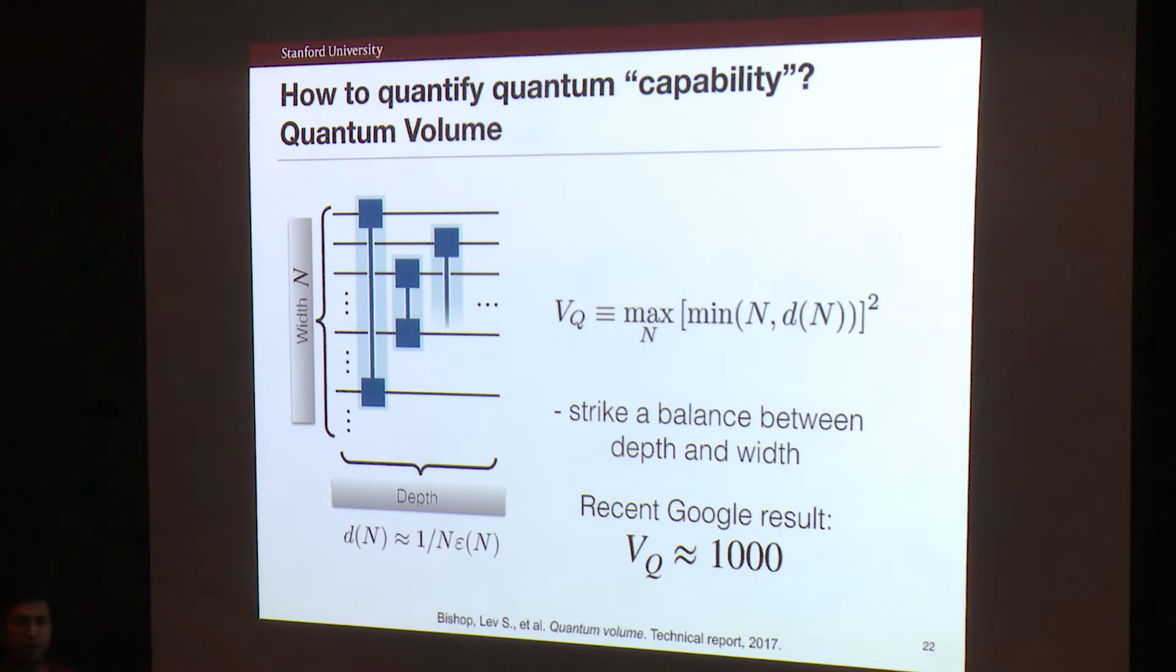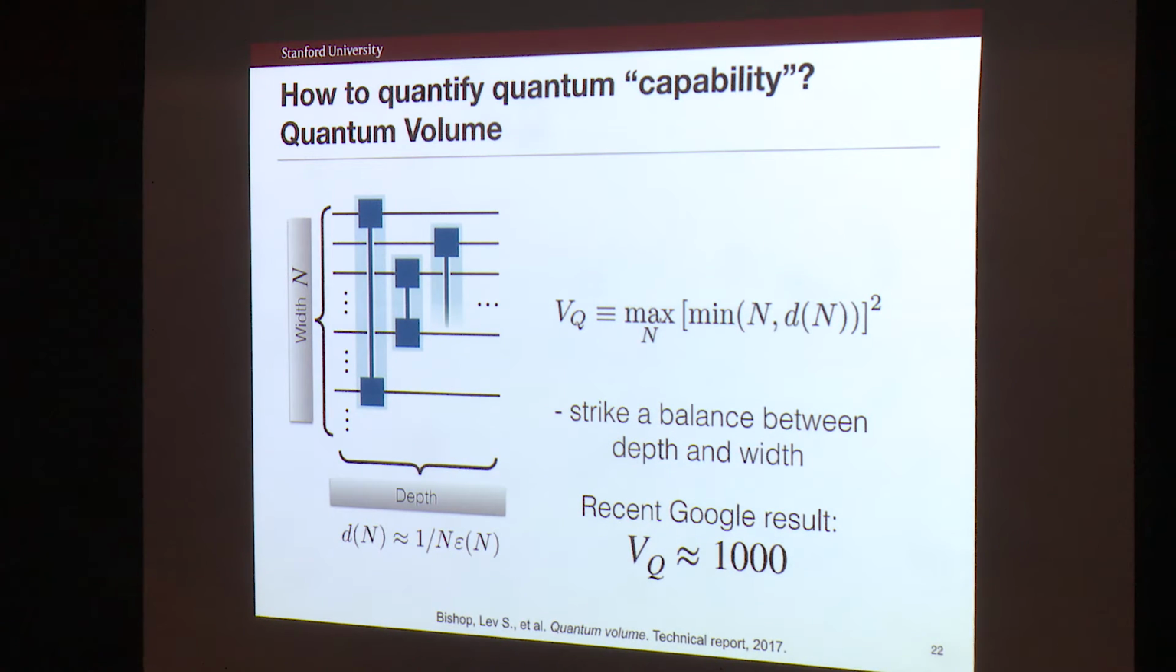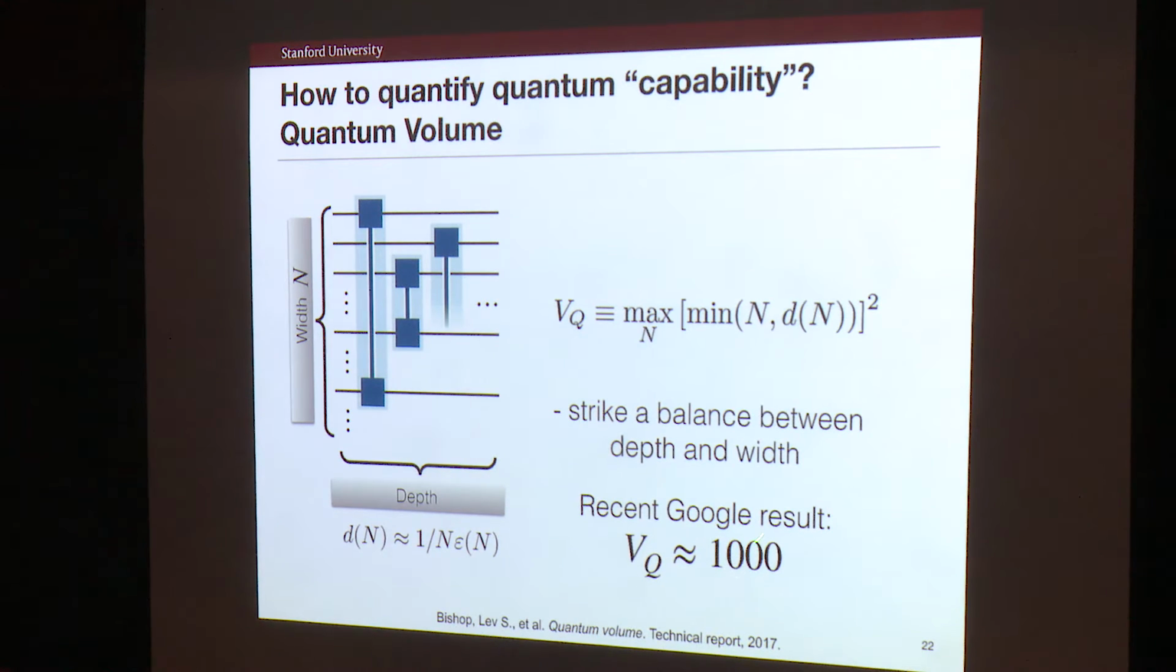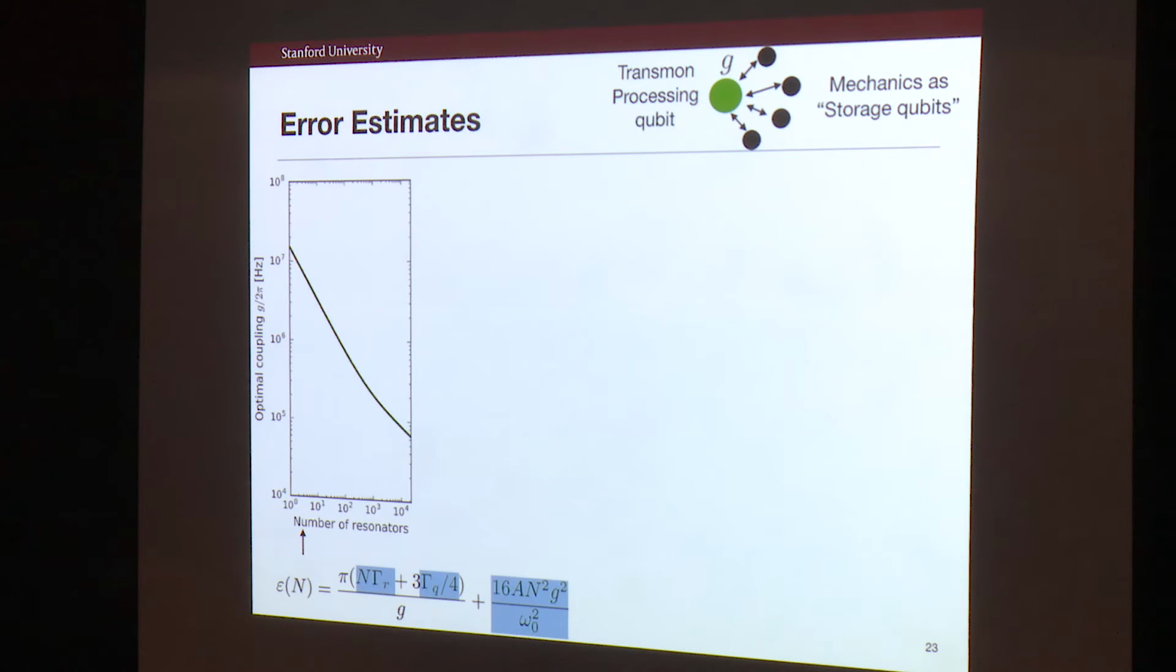So this makes it unattractive to have a single qubit that I can do a lot of operations on, because that's not very exciting. And also if you have a lot of qubits, but you can only do one operation, that's also not very exciting. So it tries to strike a balance between these two. And just for context, for this recent Google result, the quantum volume is around 1,000.